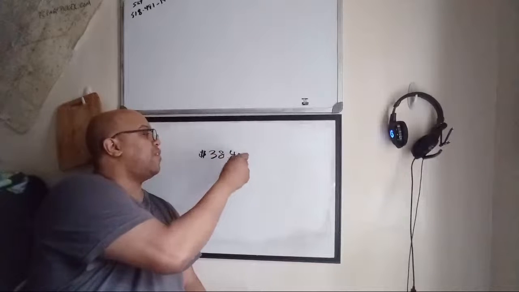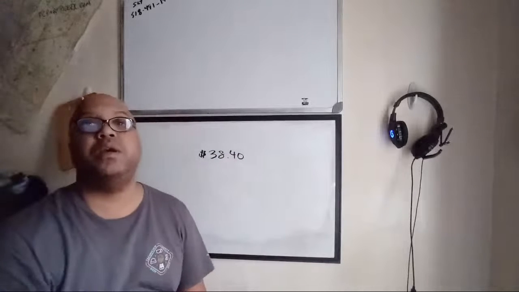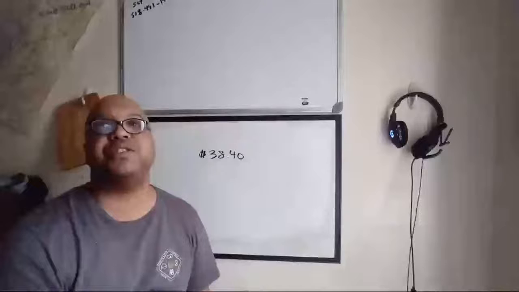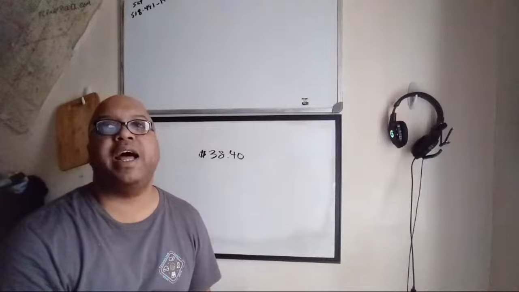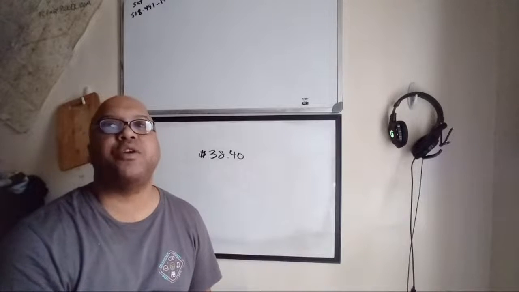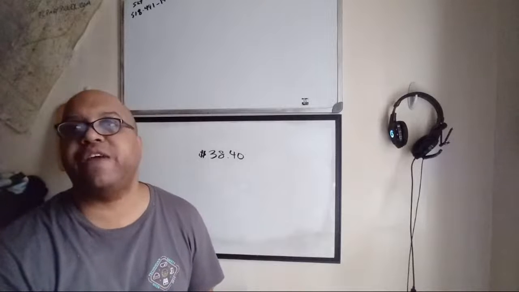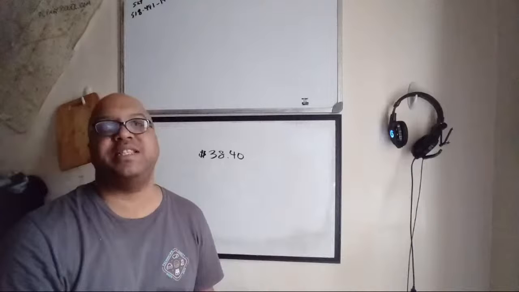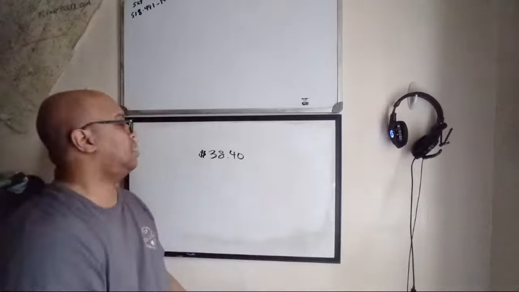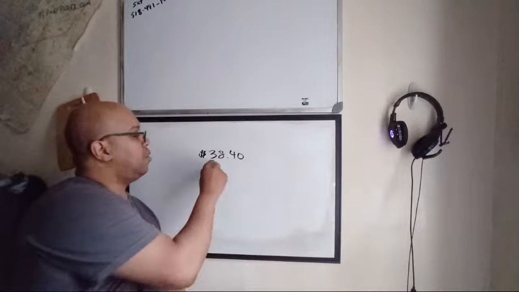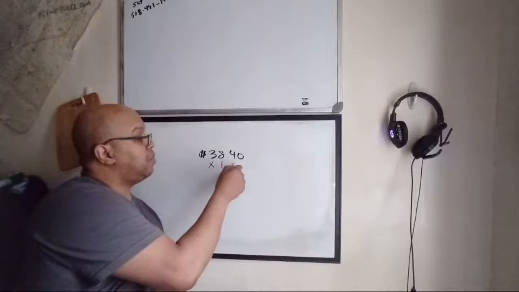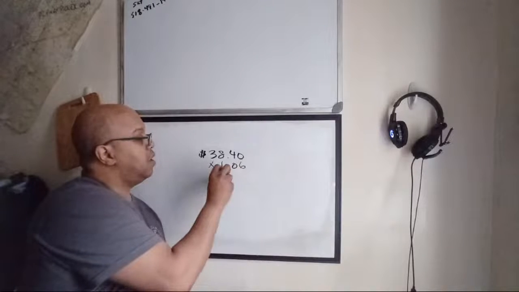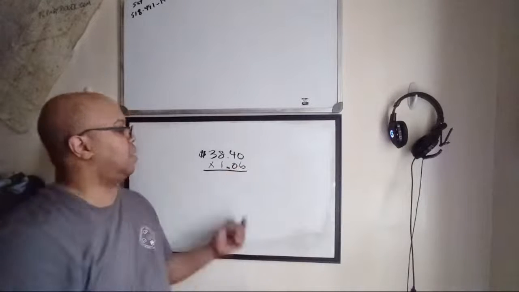And we're trying to figure out a tip. Now, you can burn a lot of time by calculating 6% of $38.40, and then once you get that, you add it to the total. Don't do that. If we want to know what the tax is on a bill, we're going to multiply by 1.06. Why 1.06, guys?